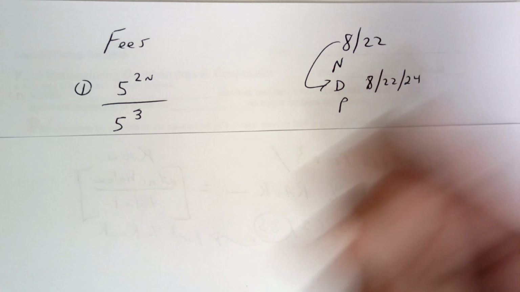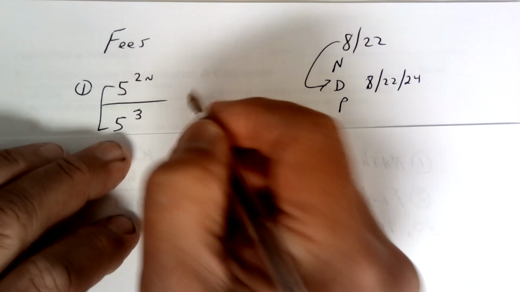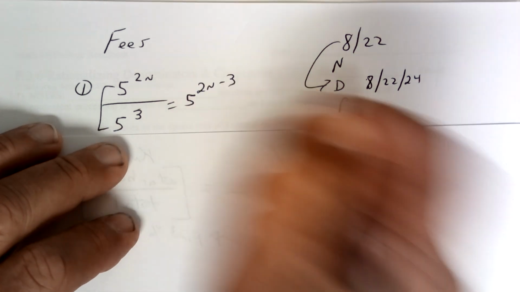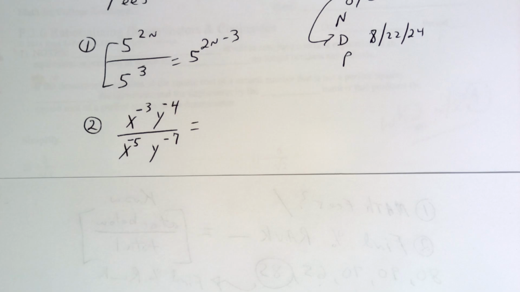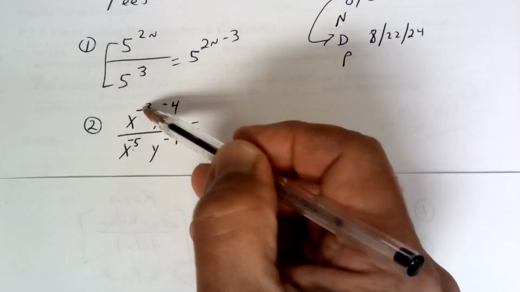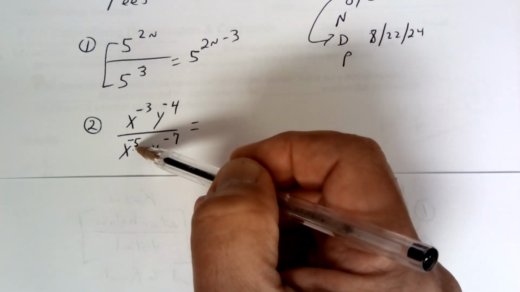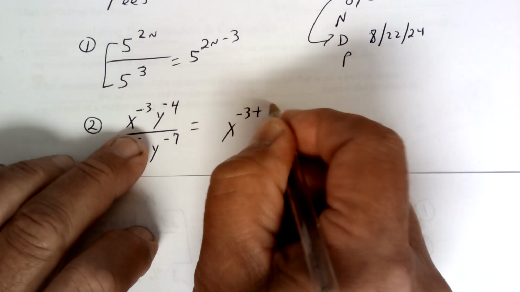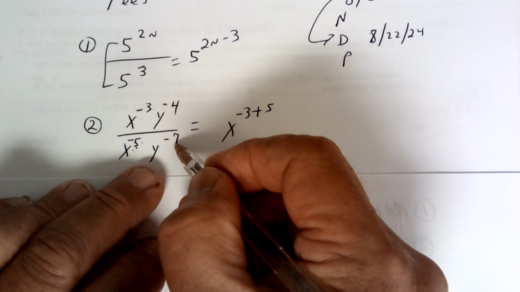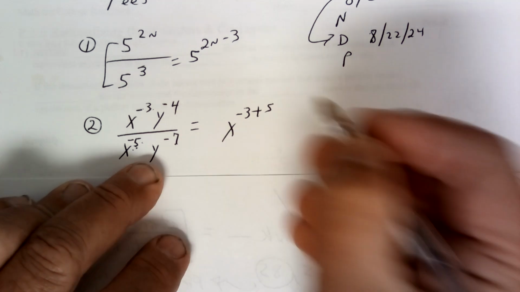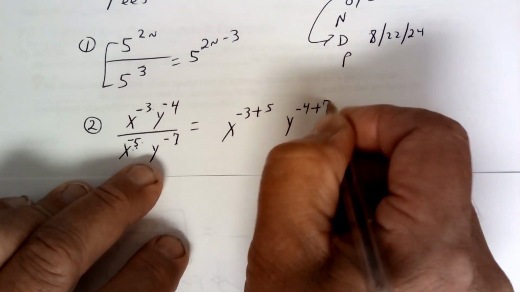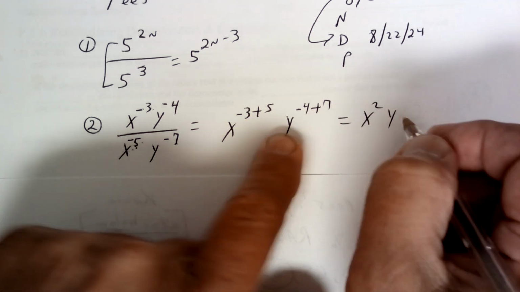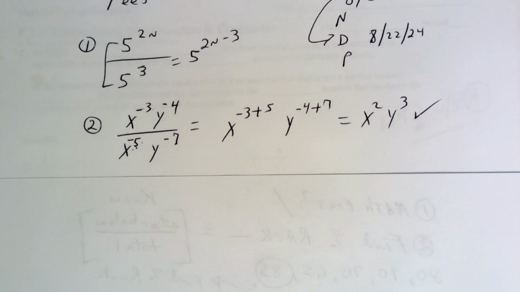this right here has the same base, and you're dividing, so it's going to be subtraction. So it's going to be 5 to the 2n minus 3, and that's all you can do. This one right here, you have x's, but you have a smaller amount here, because remember the bigger the negative. So if I bring that up, that becomes a plus 5. This right here, same way. This is smaller, so I'm going to bring that up. So I'm going to get y negative 4 plus 7. And my final answer, 5 minus 3 is 2. And this one right here is going to be 3. And then you're done. And that's how you do that.